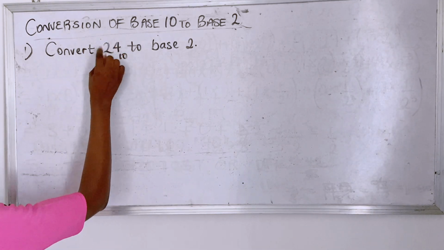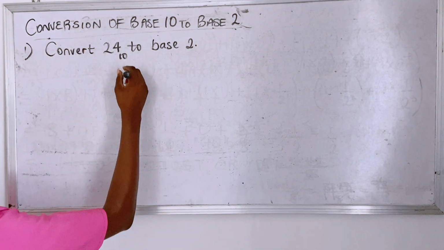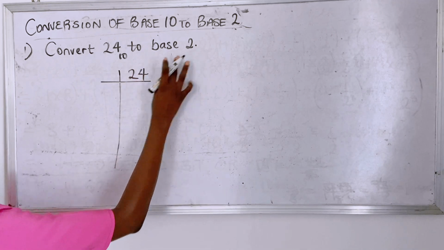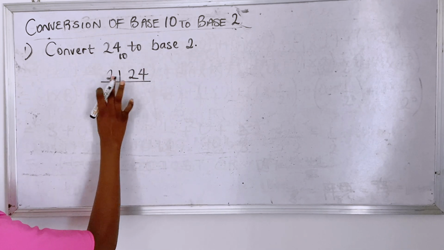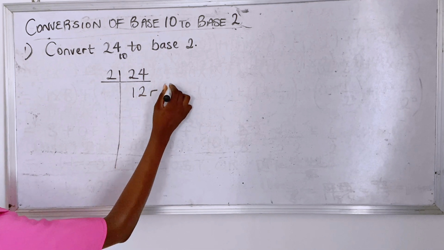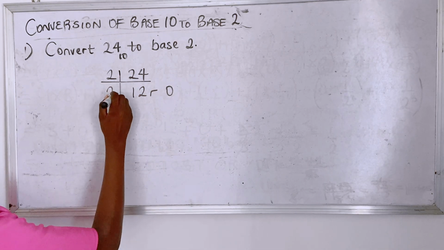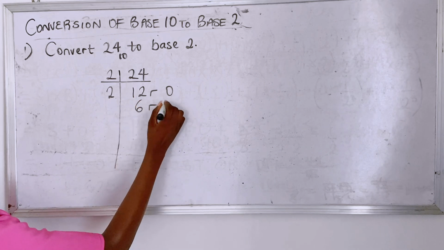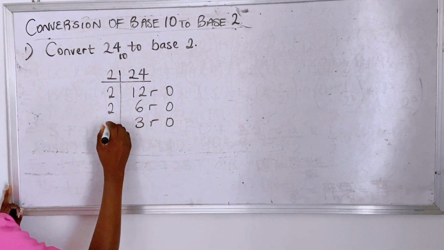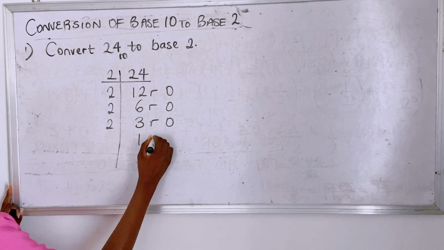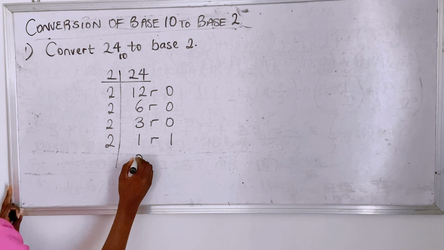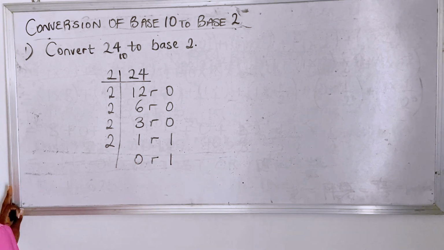Convert 24 base 10 to base 2. Of course, you know you do this first. Put 24 and then use 2 to divide through. So 2 in 24 is 12, remainder 0, right? So 2 in 12 is 6, remainder 0. 2 in 6 is 3, remainder 0. 2 in 3 is 1, remainder 1. 2 in 1 is 0, remainder 1.